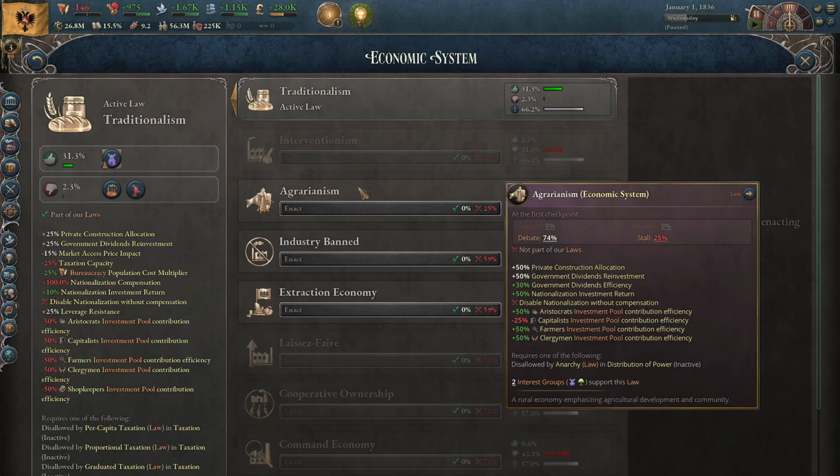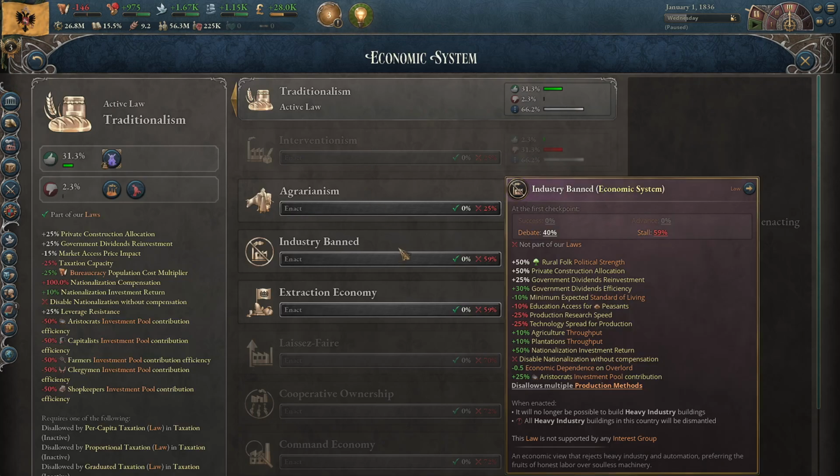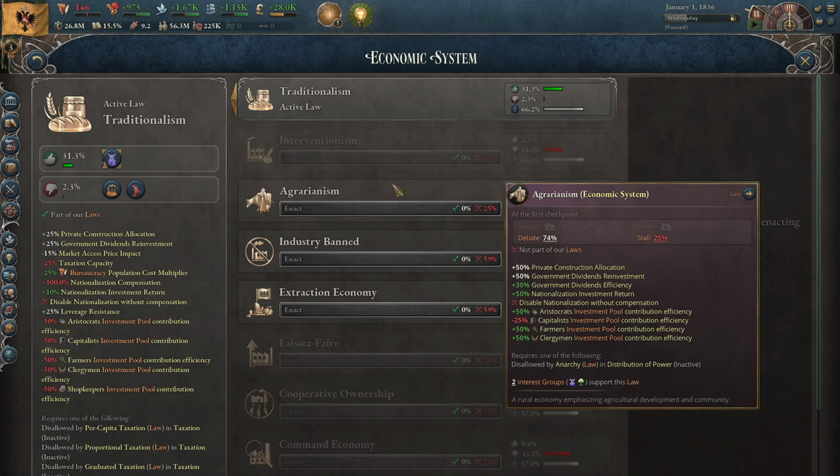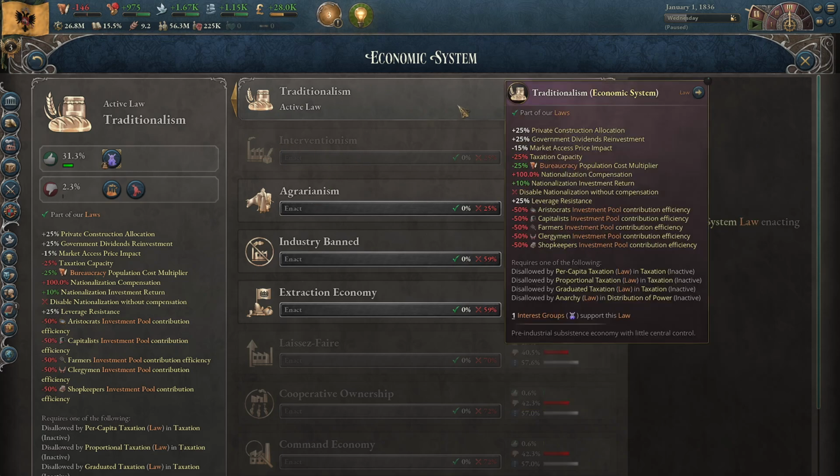Change it to agrarianism. I would even hesitantly argue industry banned is better because it gets rid of that MAPI negative, but I would argue early game, go for agrarianism. It'll work. Or interventionism, just get off traditionalism. It will hurt you.